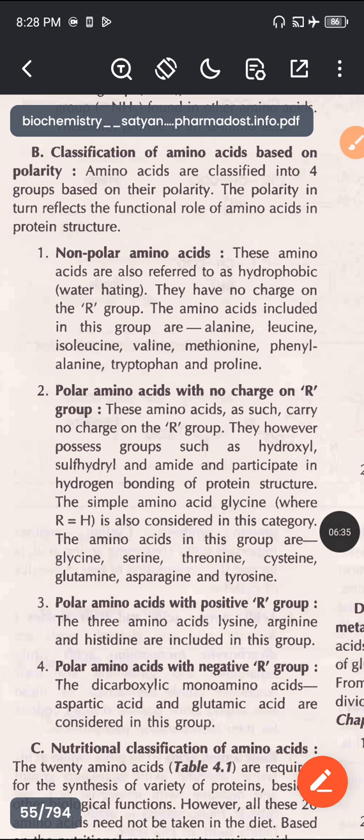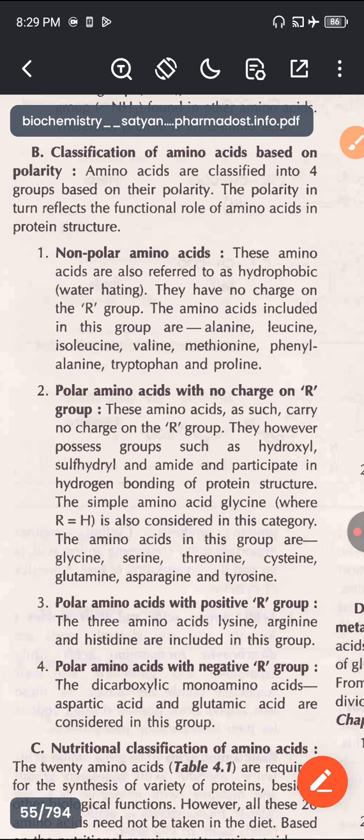So class, about the classification of amino acids based on structure, there are only 7 in number. Then the B part is classification of amino acids based on polarity. Amino acids are classified based on polarity into 4 different groups. This reflects the functional role of the R group of amino acids in protein.